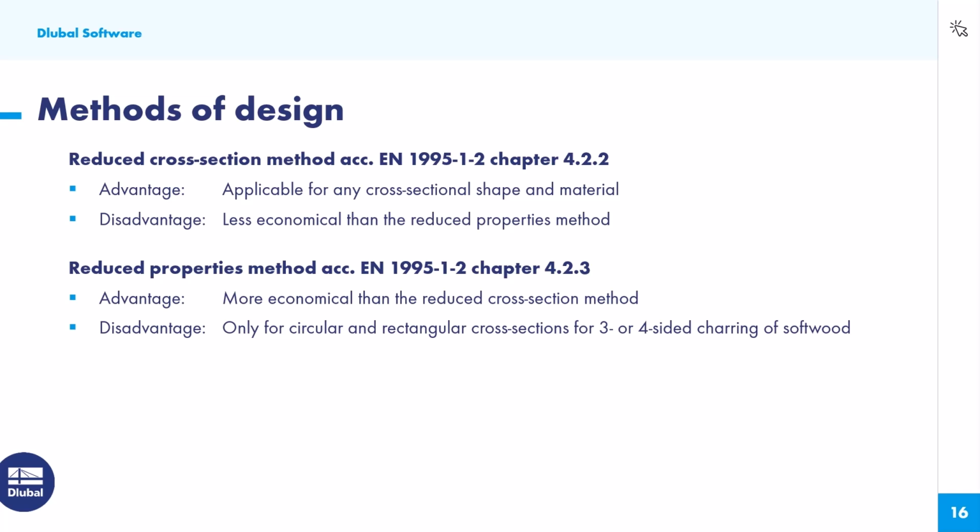Okay, then we need to talk about design methods. And the Eurocode 5 provides us two different design methods: the reduced cross-section method or the reduced properties method. Both are described in chapter 4.2. Of course, both have advantages and disadvantages.